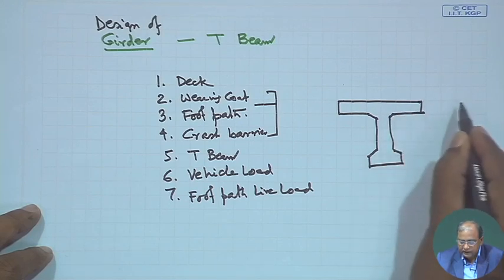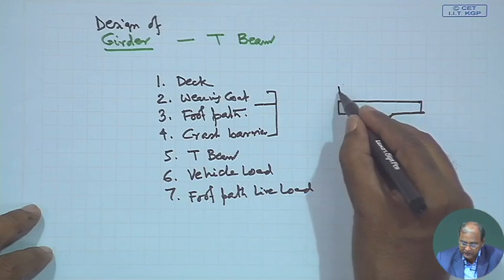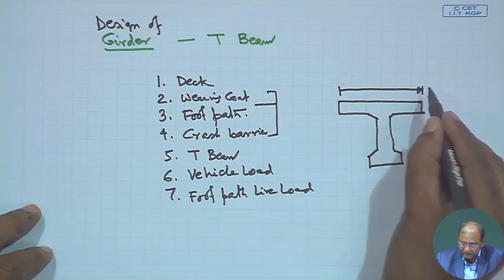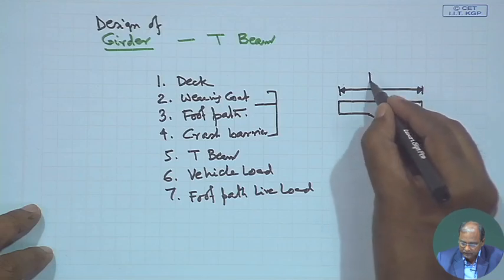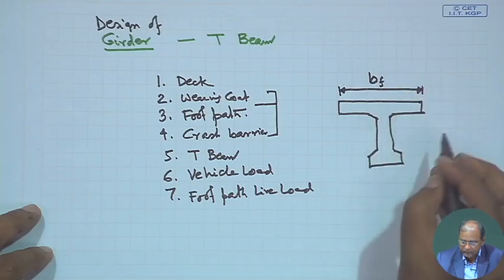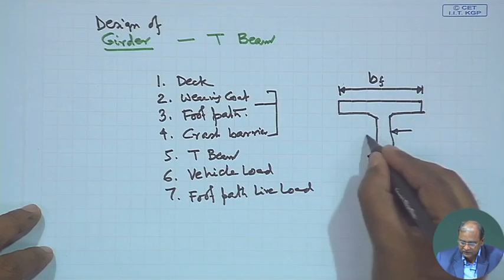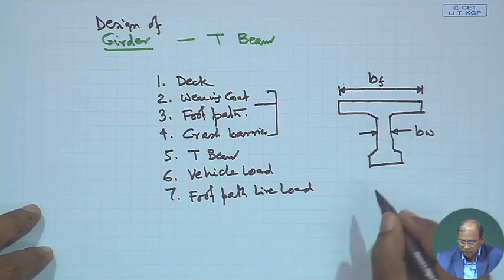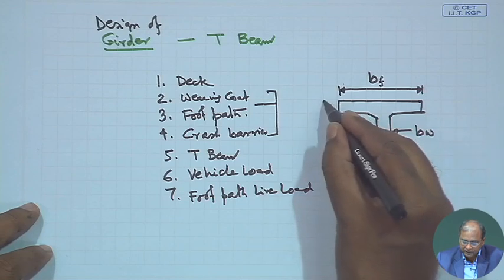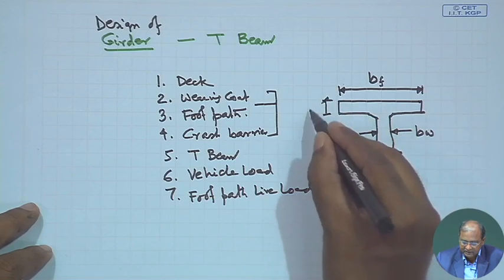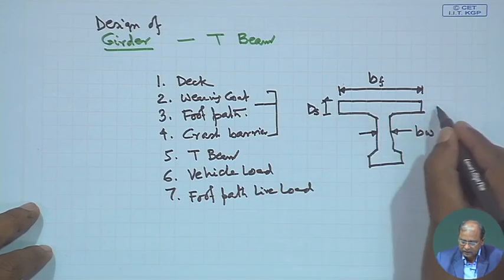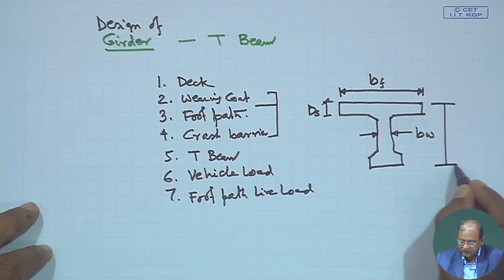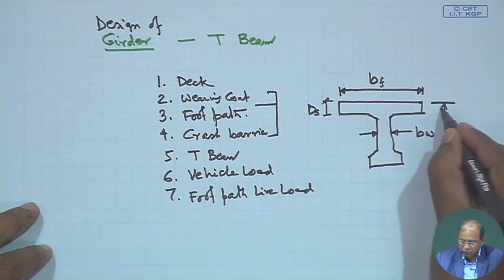And then again another portion will go, that means we are having a certain portion, say flange. We are having this one, say your BW. Like that we are having this one, say DS, and then we are having this one, say overall depth.